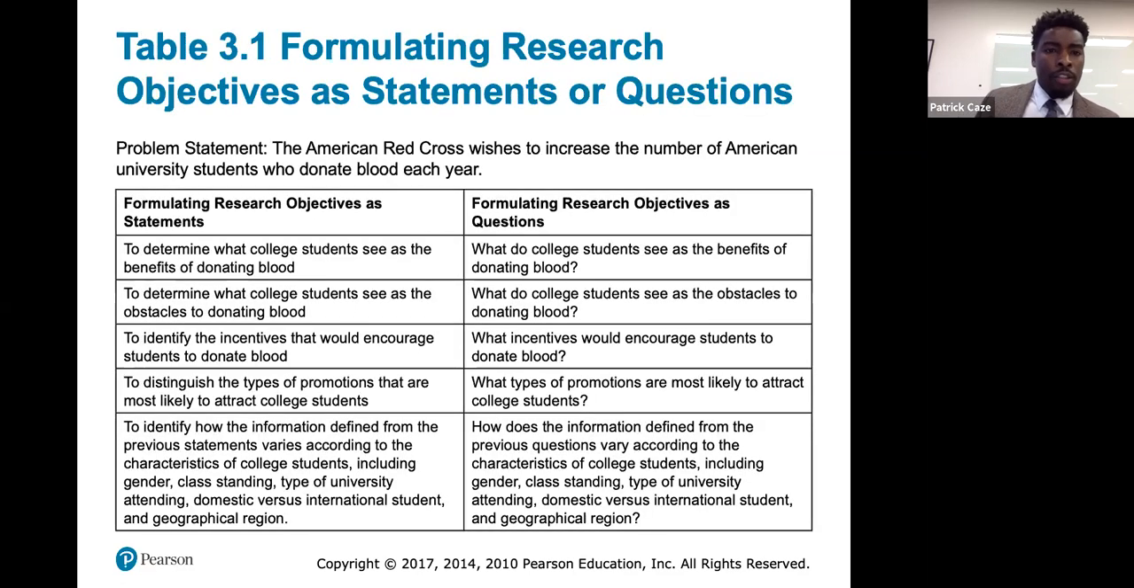So here's a table that outlines formulating research objectives and statements of questions. Again, we will get into questionnaire building, which is extremely important and can be very difficult at times. There are people whose job is to build questionnaires. They focus on that. It's very difficult to write a questionnaire and not make a mistake if you don't know what you're doing.